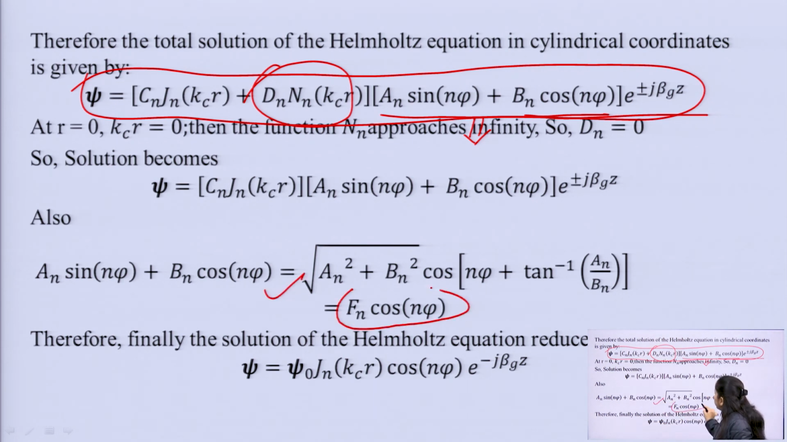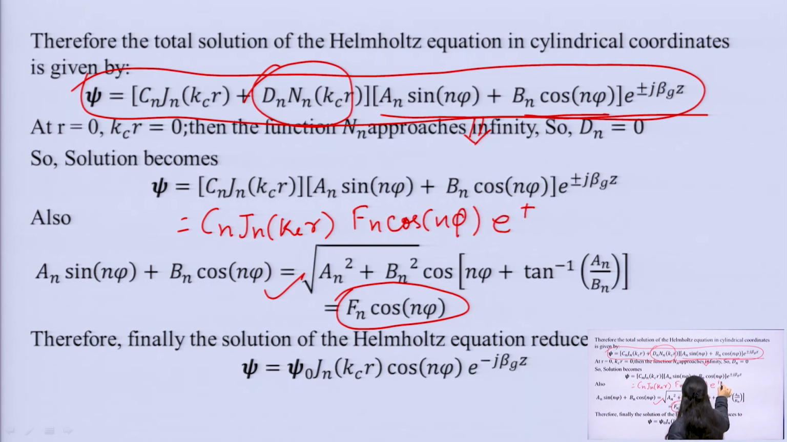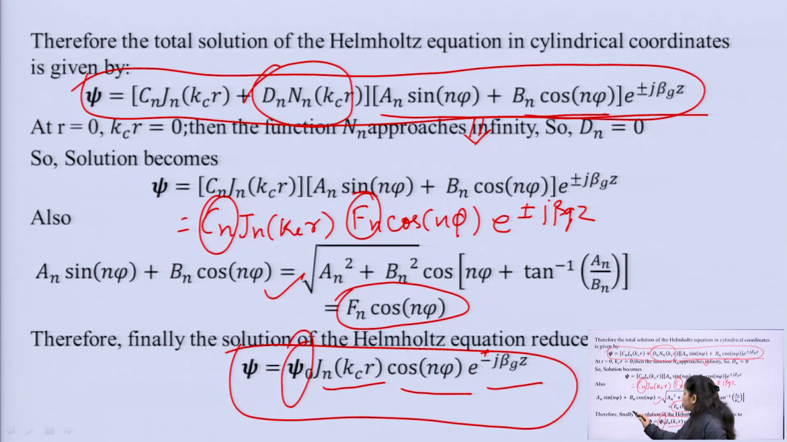This form we will be able to get, and so this is Cn, Zn, kc r, Fn cos n phi e to the power plus minus j beta g z. All the constants Cn and Fn, phi naught, Bessel functions, cos n phi, e to the power plus minus j beta. So, this is the final expression for the solution of the Helmholtz equation. So, keep on studying, and thank you for attending today's lecture.